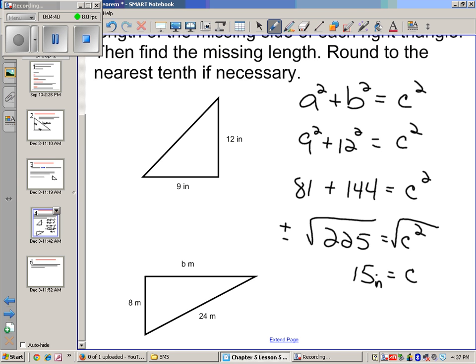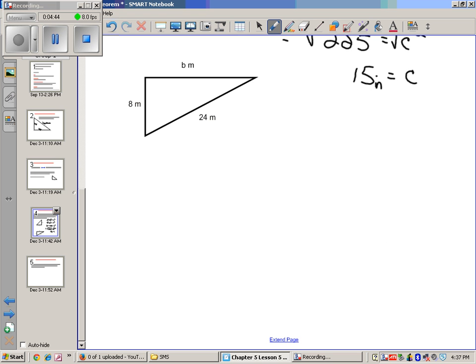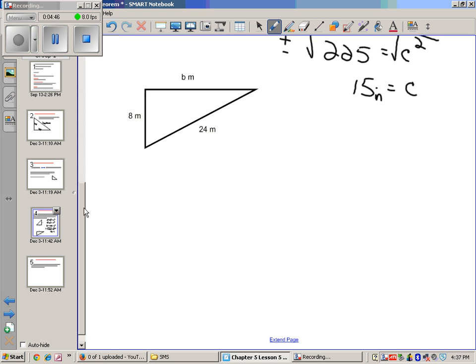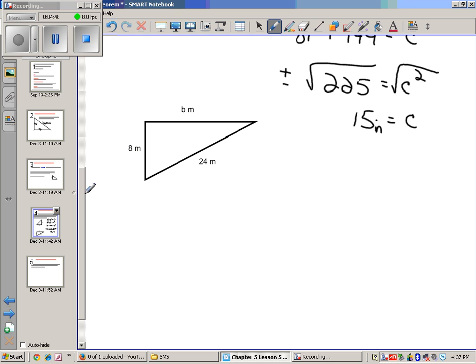Okay, now we're going to look down at our next example. Once again, if you don't quite get that first example, you can always replay the video, sound it out again, and see if you can figure it out. If not, always bring your questions into class the next day.